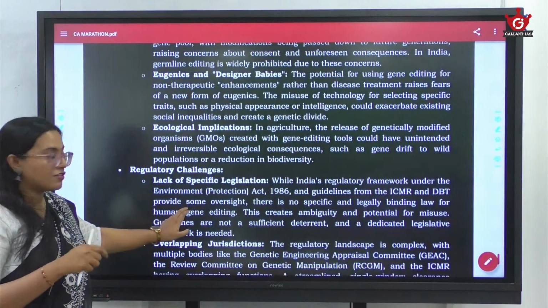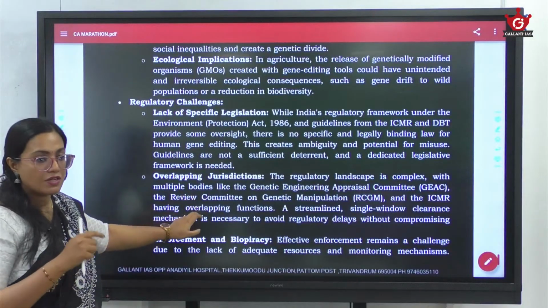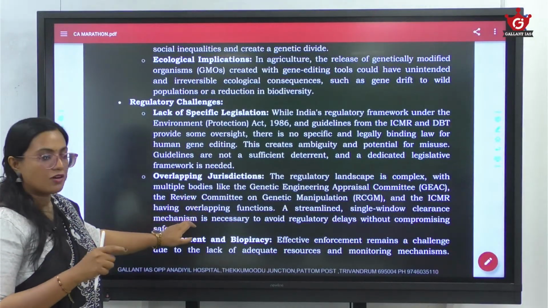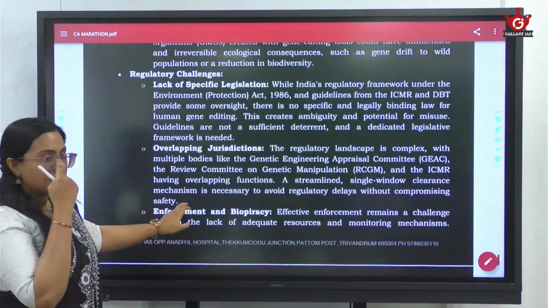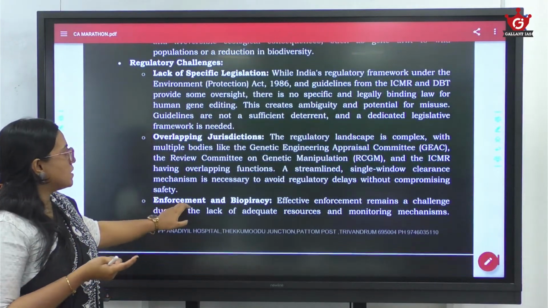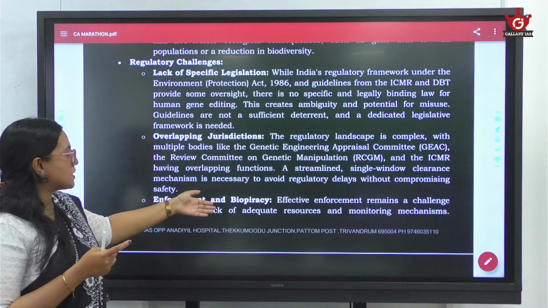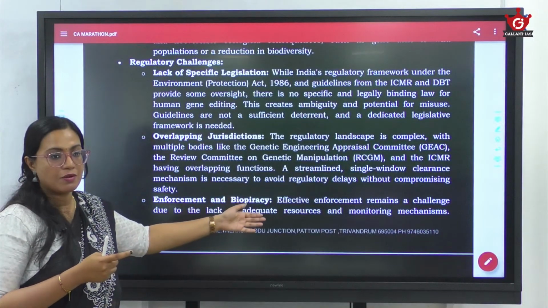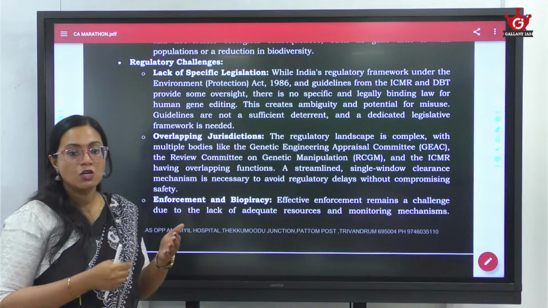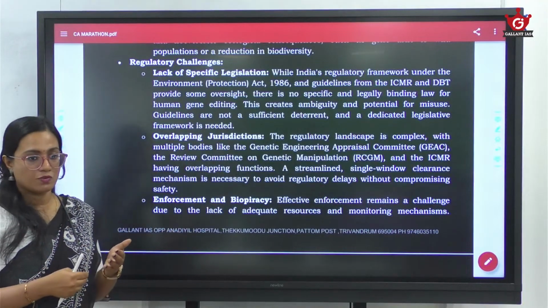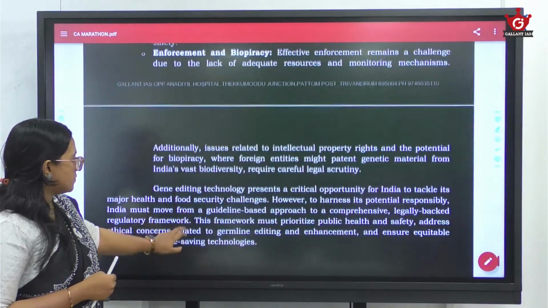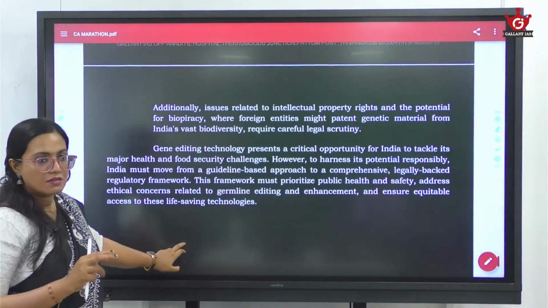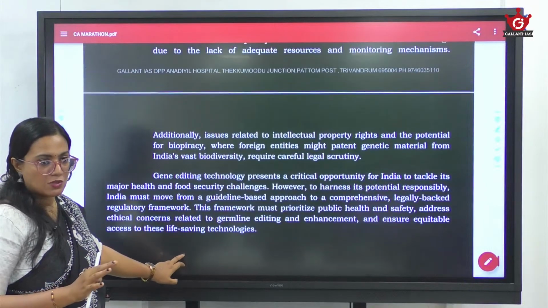So what are the regulatory challenges over here? One is lack of specific legislations. We do not have specific legislations focusing on gene editing. Then overlapping jurisdictions: you have the Genetic Engineering Appraisal Committee and the Review Committee on Genetic Manipulation. Their rules and regulations are slightly overlapping and slightly different also. Then enforcement and biopiracy. So these are the issues concerned with it.